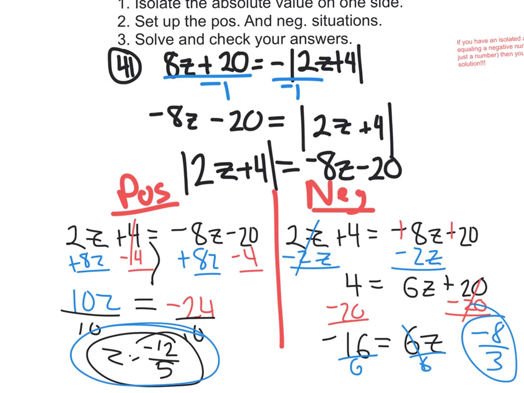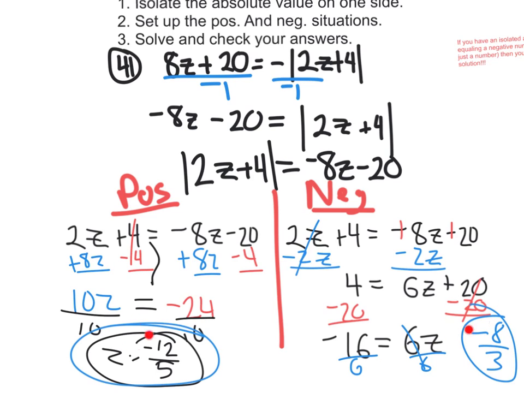Now here's the problem. You need to take both of these answers and plug them back in to this z and this z. I'm sorry, I shouldn't have done that. Take this answer first, plug it into both z's. If it gives you a true statement, then that is a solution. Take this answer and plug it into both z's. And if it's a true statement, then this one is a solution.